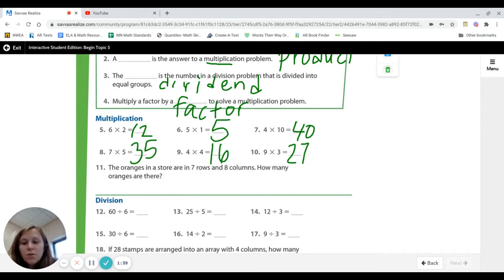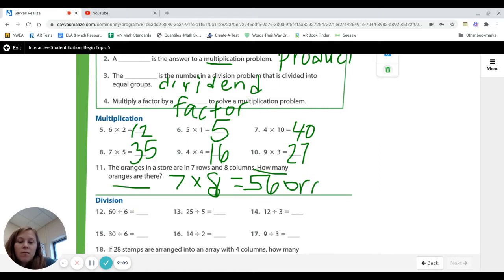Number 11, the oranges in a store are in 7 rows and 8 columns. How many oranges are there? So now think back. Remember when we did rows times columns for multiplication? So I know I'm going to think 7 times 8 equals. I know 7 times 1 is 7. 7 times 2 is 14. 7 times 3 is 21. 7 times 4 is 28. 7 times 5 is 35. 7 times 6 is 42. 7 times 7 is 49. 7 times 8 is 56. And my label would be oranges. If I look back, how many oranges are there? 56 oranges. I'll circle my answer.